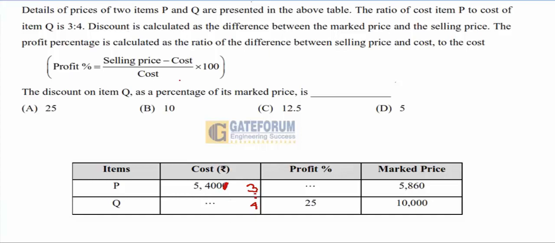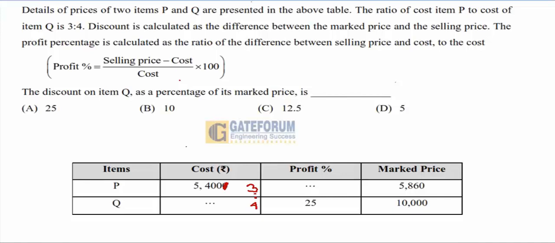Well, discount is calculated as the difference between the marked price and the selling price, which is normal. The profit percentage is calculated as the ratio of the difference between the selling price and the cost to that of the cost, which is also very normal. They have asked you, find the discount on item Q as a percentage of its marked price.